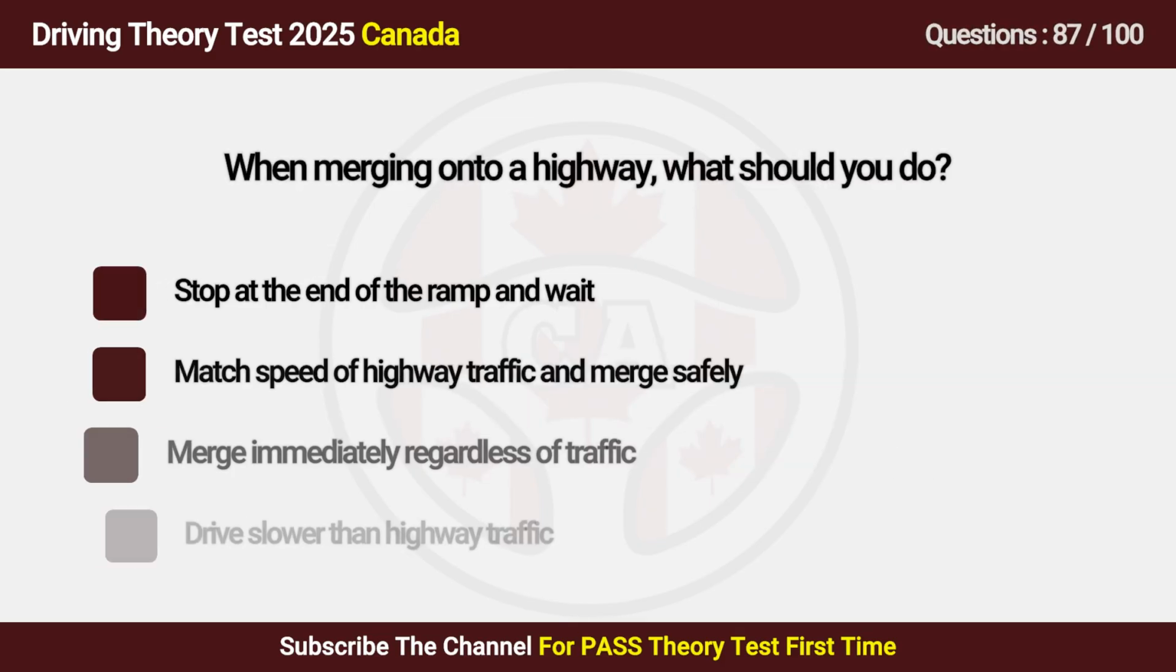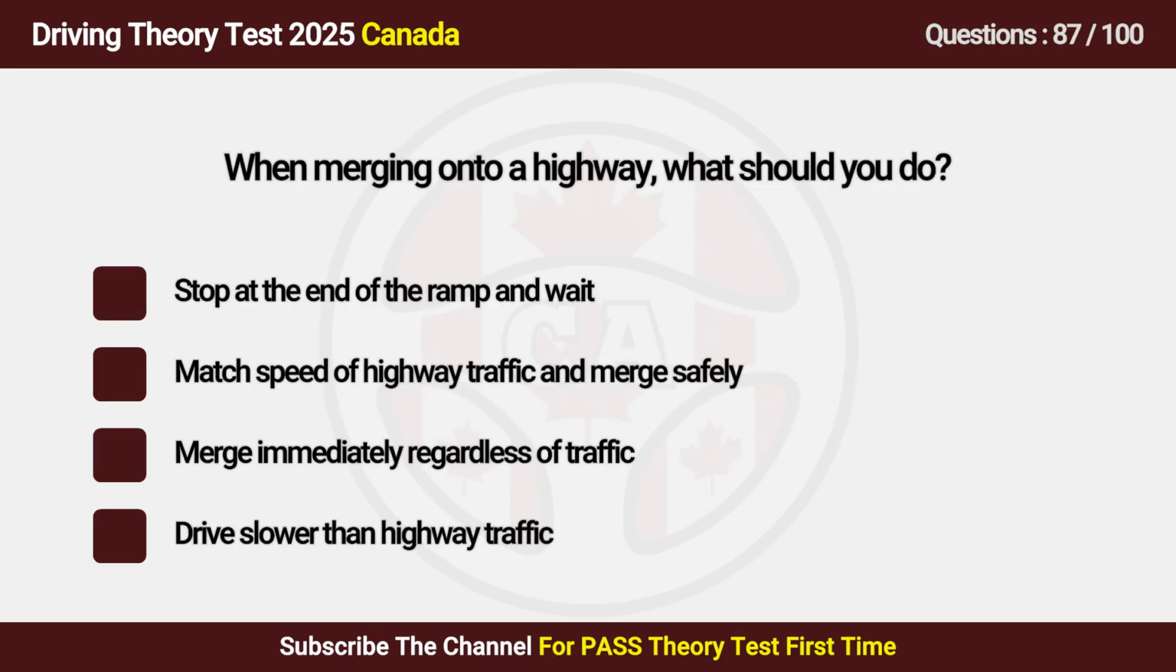Question 87. When merging onto a highway, what should you do? A. Stop at the end of the ramp and wait. B. Match speed of highway traffic and merge safely. C. Merge immediately regardless of traffic. D. Drive slower than highway traffic.